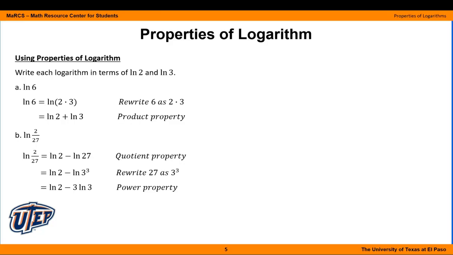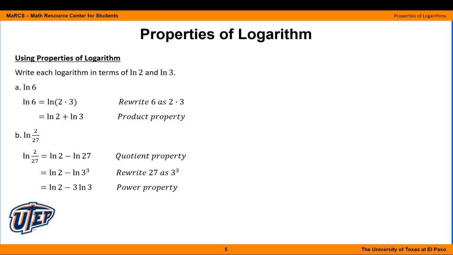Now let's use logarithmic properties to rewrite expressions. We want to rewrite each logarithm in terms of natural log of 2 and natural log of 3. For part A, natural log of 6, first rewrite 6 as 2 times 3. So, natural log of 6 is equal to natural log of 2 times 3. And using the product property, natural log of 6 is equal to natural log of 2 plus natural log of 3.